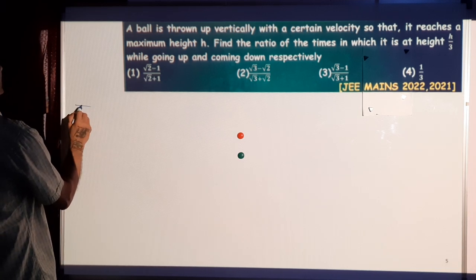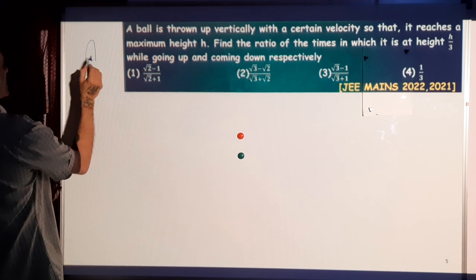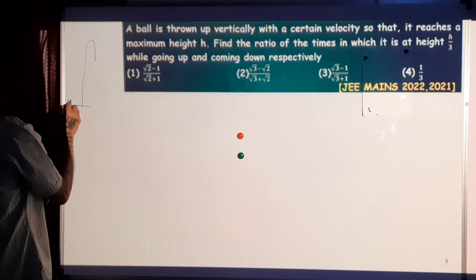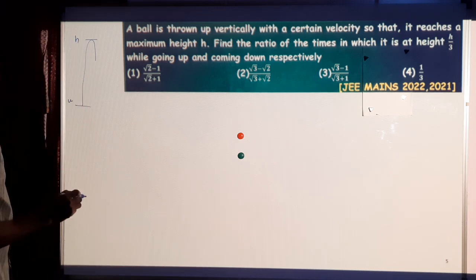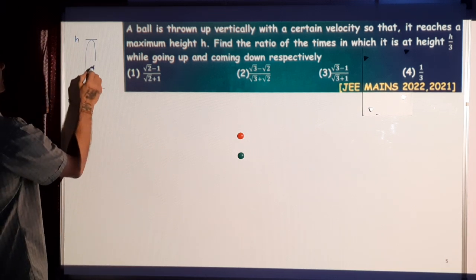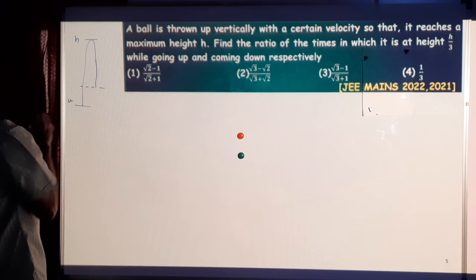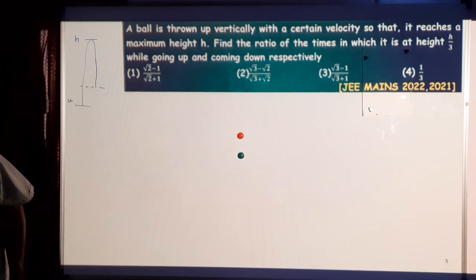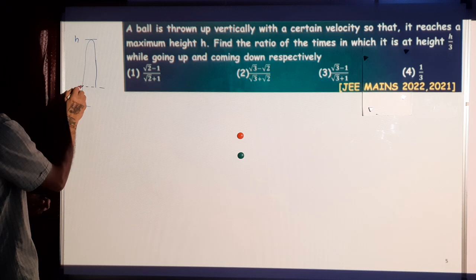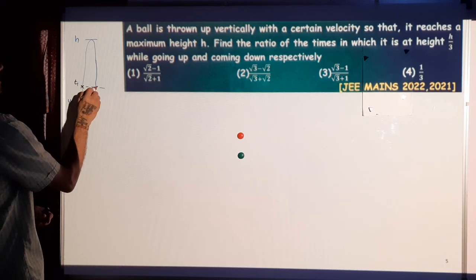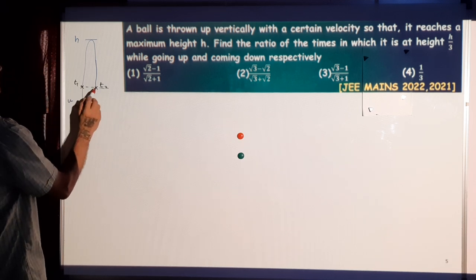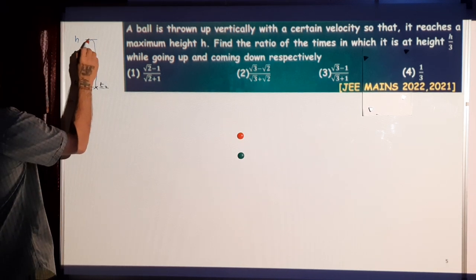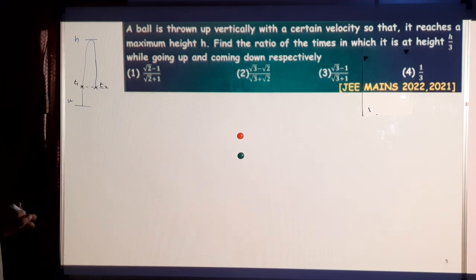So the ball is thrown up vertically, reaches a maximum height and comes down. So thrown at the initial velocity u, suggests that it reaches a height of h. So h by 3 is somewhere here. So at h by 3, it is at 2 times. One when it's going up, say t1, and the second time when it's coming down. T1 is the time taken to go from here to here. T2 is the time taken to go up and then come down here. So at 2 instances, it is at the same height h by 3.